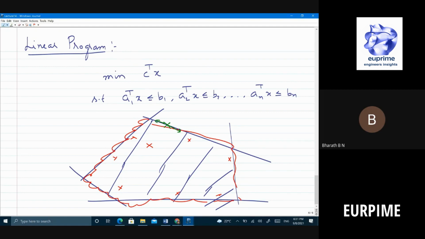So now what happens? None of these points are the solution. Of course, a solution should exist, right? So what are the possible points? These points are called extremal points. Only these points can be the solution. Well, which one, you have to figure out, right? So you have to come up with an algorithm.